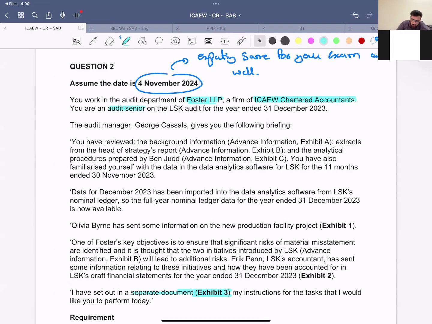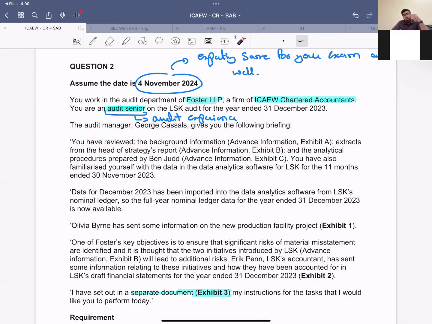So guys, you are an audit senior, and those who have corporate experience or audit experience are going to have an edge. If you have worked as an audit senior, you would have an edge, that's for sure. On the LSK audit for the year ended 31st December 2023, the audit manager, George Castles, gives you the following briefing. You have reviewed the background information, the advanced information.